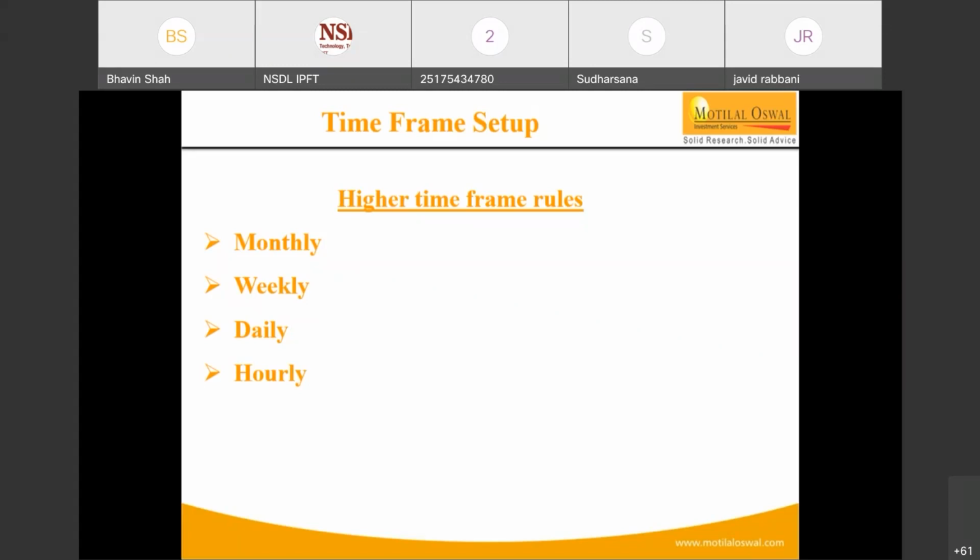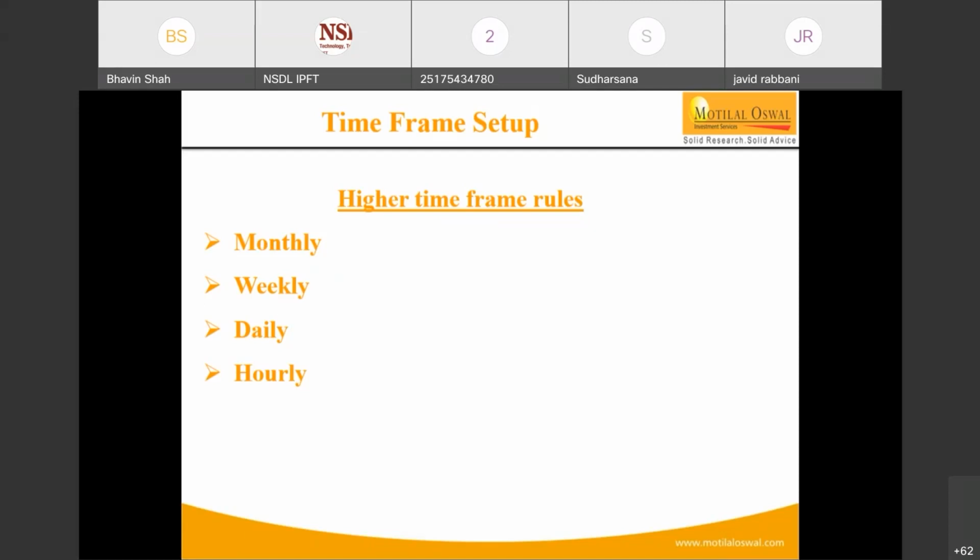So to start with, first we have to look at the monthly chart. Any chart, any stock, you have to see what the stock is doing on a monthly basis, whether the trend is on the positive side or the negative side. Then the weekly is going to follow the monthly. The weekly chart will follow the monthly chart. So once we are clear that, for example, the monthly chart is showing a rising trend or a positive trend, the weekly chart has to follow the monthly chart.